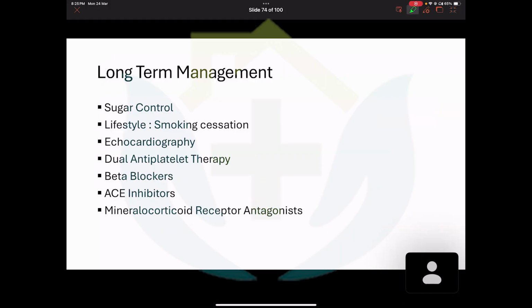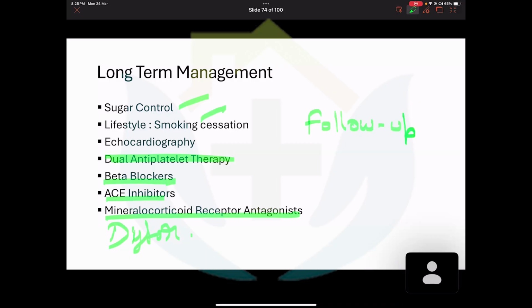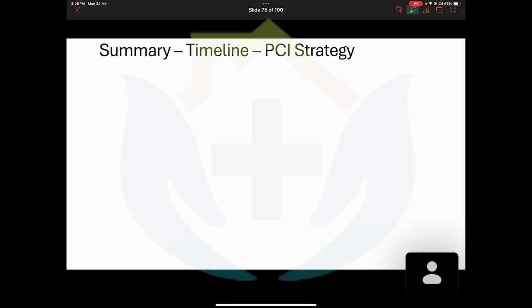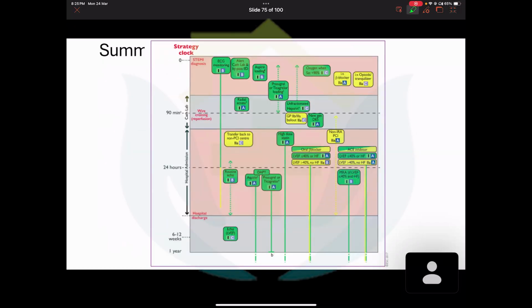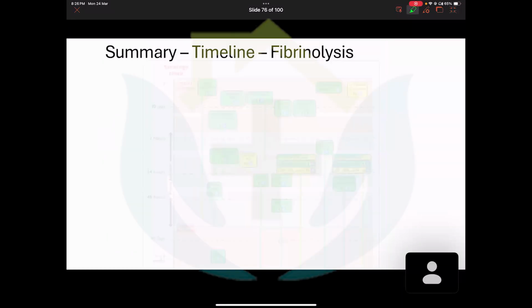Long-term management will not be asked in EDIC because it's an ICU-based exam. You have to continue dual antiplatelet therapy, the second antiplatelet for 12 months, beta blockers, ACE inhibitors, and aldosterone antagonist or a diuretic, those types of things you have to add. And blood pressure control, smoking cessation, sugar control, and regular follow-up. Reduce the weight. These things are long-term management. These are just a recap of what we have already discussed.